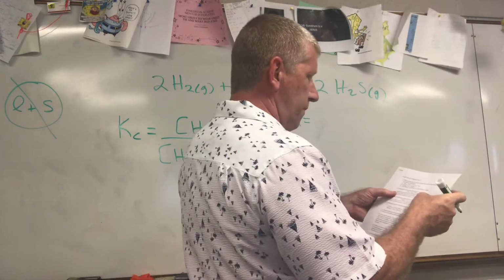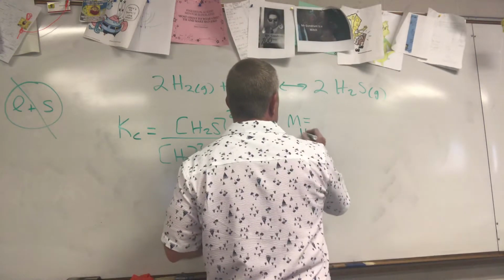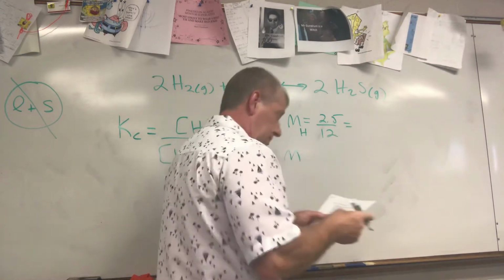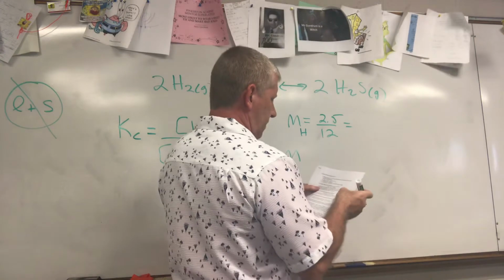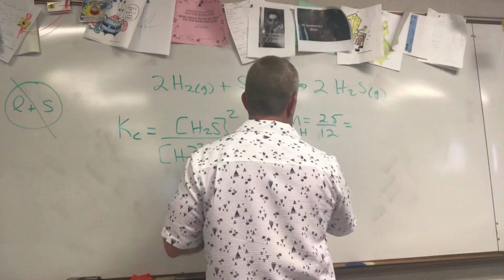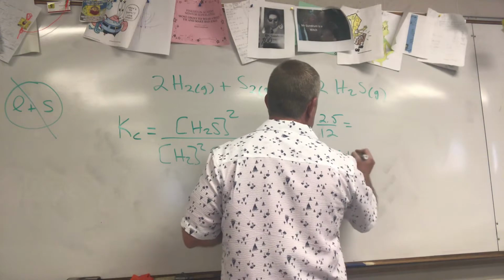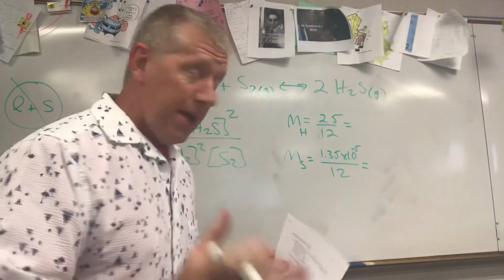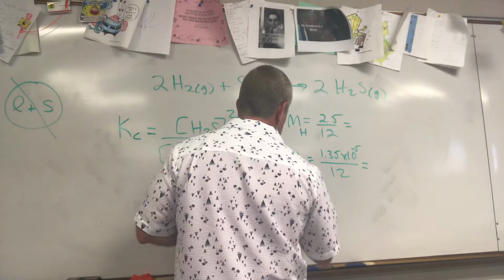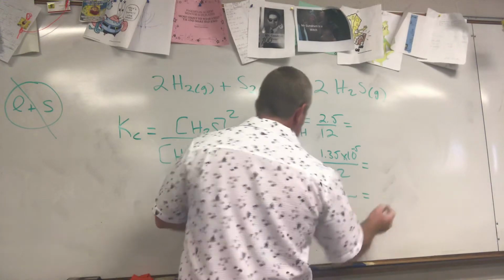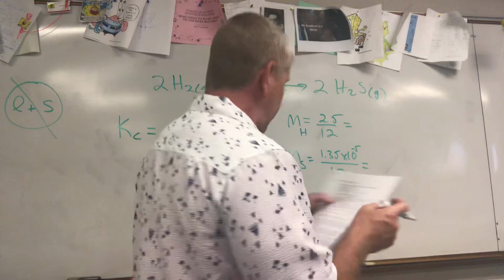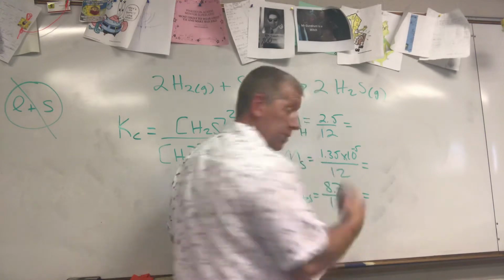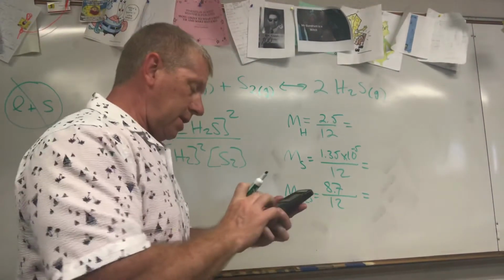Let's see, the first one was 2.5 moles of hydrogen. So this is the big M for hydrogen. That's 2.5 divided by 12. And the second one given is the sulfur, 1.35 times 10 to the negative 5th, divided by 12. Again, they're all in the same volume, and gases fill their container. And then the hydrogen sulfide. What was I given for that? I was given 8.7 moles of the hydrogen sulfide, divided by 12. So let's go ahead and do that out. Calculate. I can't wait.